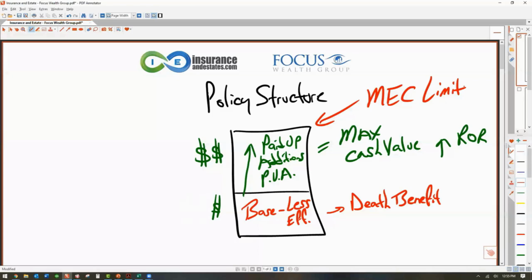It's doing things to the policy to maximize every piece of it. Without a paid up additions rider, you don't have that power, you don't have the energy to really move the policy forward like it could be. Now, there's another little key to this.